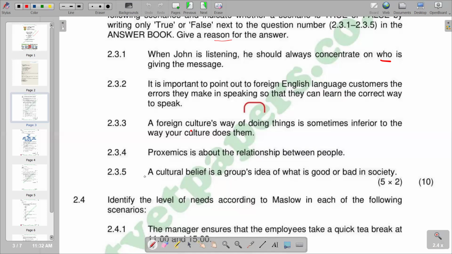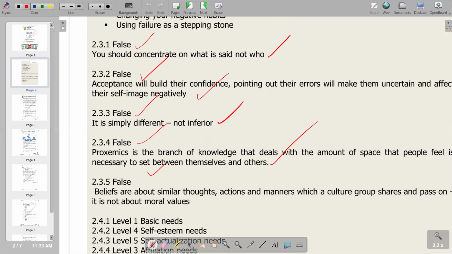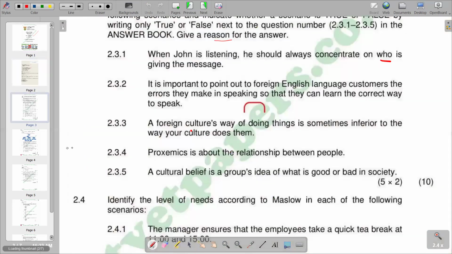And then we go to 2.3.5. A cultural belief is a group's idea of what is good or bad in society. So a cultural belief is not what is good or bad. Remember, when we are now looking at what is good or bad, we are now looking at moral values, which is not what our statement is saying. Our statement is saying cultural beliefs. It's attaching moral values to cultural beliefs. And remember, cultural beliefs is the way a group of people do things. If they do things in the same way, that's the culture that we are talking about. So on 2.3.5, we are also saying false, and we try to explain by saying beliefs are about similar thoughts, actions, and manners which a culture's group shares and passes on. It is not about moral values. Very important.